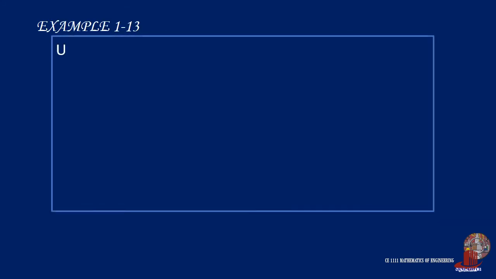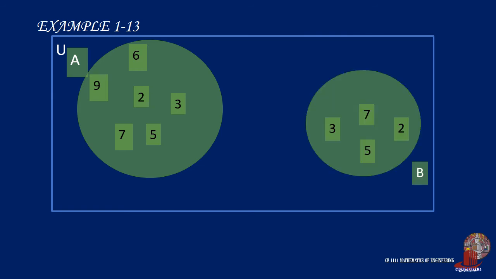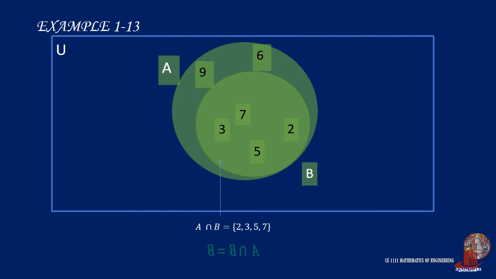Let's consider sets A and B. We let A have the elements 2, 3, 5, 6, 7, and 9, and set B would have 2, 3, 5, and 7. Find the intersection of sets A and B. We have the intersection of A and B as 2, 3, 5, and 7, which is equal to set B. We note that B is a subset of A, so that the intersection of A and B is just equal to set B.